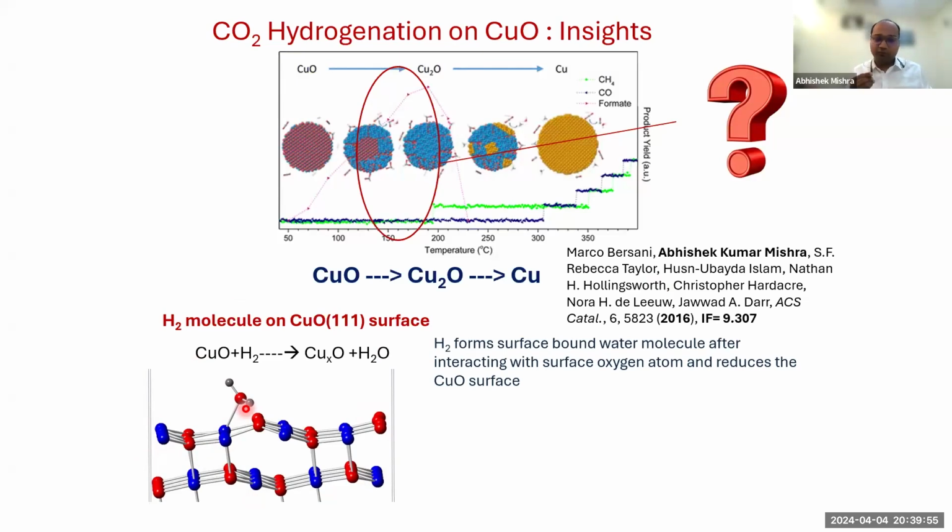And the lowest energy state was formed when one of the oxygens detaches from the surface and forms a water molecule, a surface bound water molecule on the copper oxide. So what exactly is happening here is, there are two things happening. One is this hydrogen molecule is interacting with the oxygen. But what exactly is happening here is you are reducing the surface. You are reducing the copper oxide.